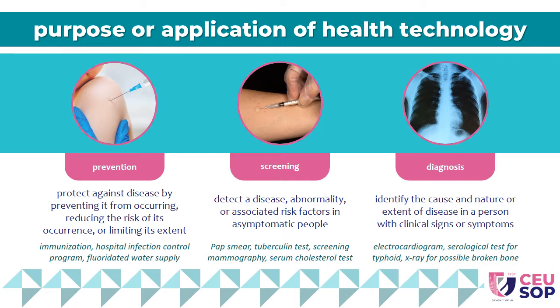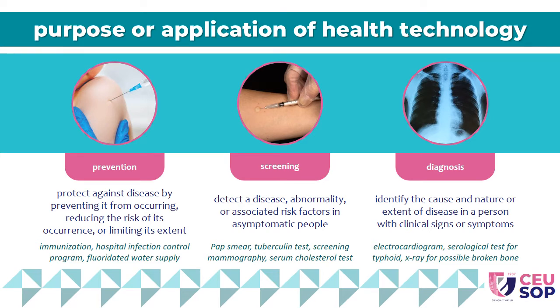Prevention. Protect against disease by preventing it from occurring, reducing the risk of its occurrence, or limiting its extent or sequelae. Examples are immunization, hospital infection control program, fluoridated water supply. Screening. Detect a disease, abnormality, or associated risk factors in asymptomatic people. Examples are pap smear, tuberculin test, screening mammography, serum cholesterol testing.